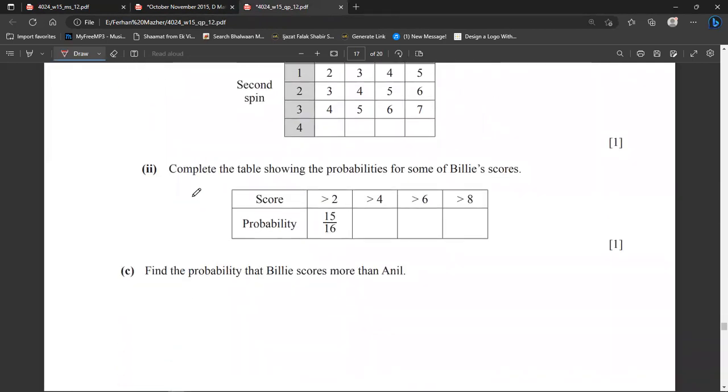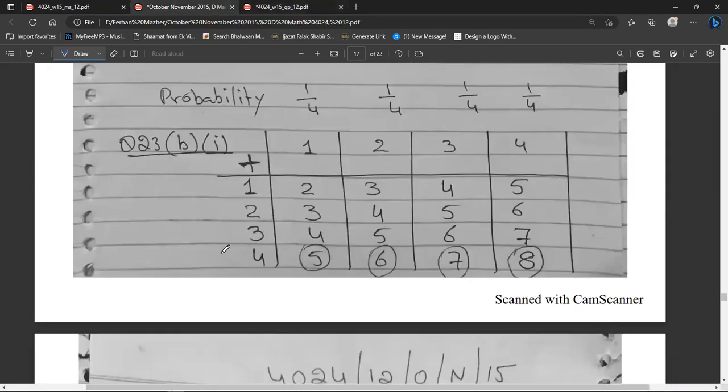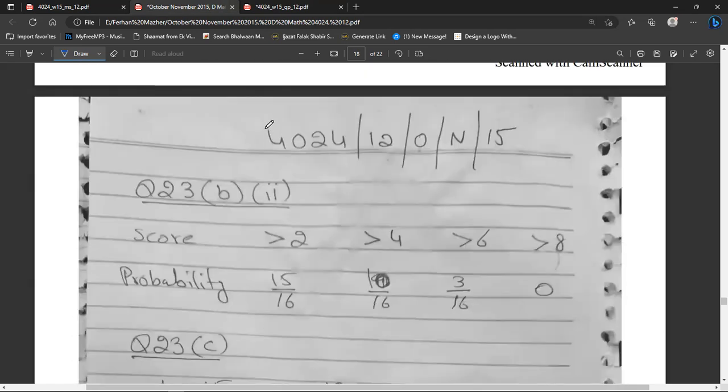Then he says complete the table showing the probability of the sum of Billy's score. So getting a score more than 2. More than 2 score, this is total 1, 2, 3, 4, 1, 2, 3, 4. This is a total of 16 possibilities. And getting a score more than 2, that will be how much? Here he got 2, rest of all, in all the other chances he has scored more than 2. So the probability of getting a score more than 2 will be 15 by 16.